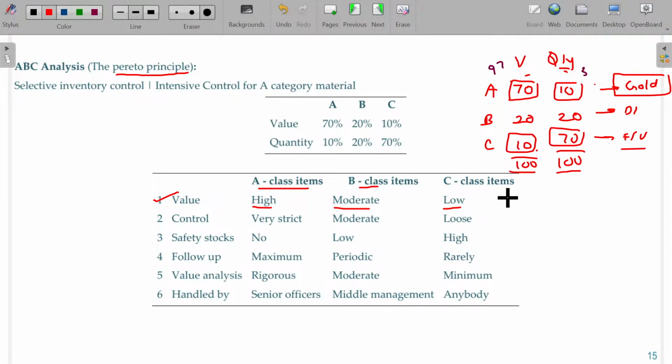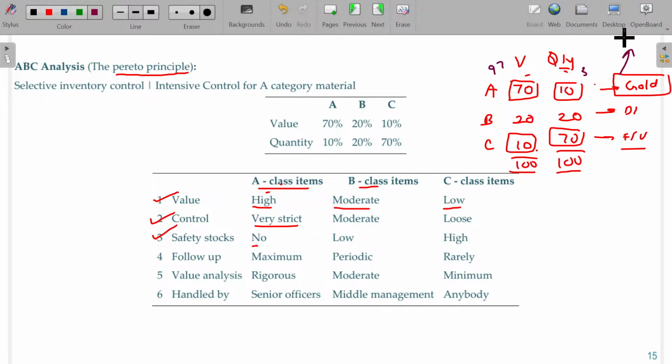And control: among the three, where do you need to put more control? A. Safety stock: I don't have safety stock for A. That's why I asked this. How many of you hold two or three jewels as safety stock, sir? If I lose or forget this chain, I will immediately replace it with a new one, sir. If somebody steals my chain, no problem, sir, I have one more for safety.